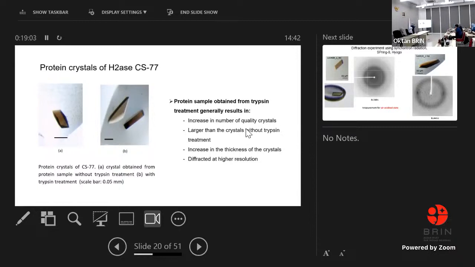And this time we get a larger crystal compared to the previous one. And also the thickness of the crystal is improved and it diffracted at higher resolution. Okay, so the next one.